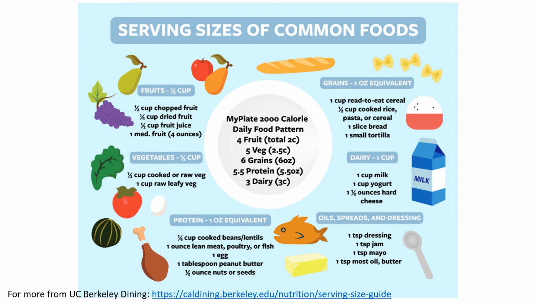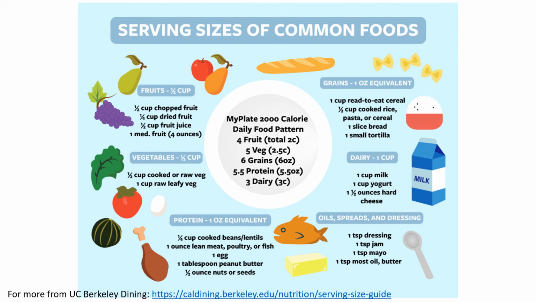Protein, 1 serving is a 1 ounce equivalent. So if we remember on the previous slide, 5.5 ounces roughly was the recommendation per day. So then you could have obviously 5 servings of protein if they were each only 1 ounce. Dairy, the serving size is 1 cup, and then oils, spreads, and dressings, usually about a teaspoon is a serving. But these are not necessarily recommended as a food group by the USDA, so these would be kind of the additions, and probably be mindful not to have much more than 1 serving of each of these per day.